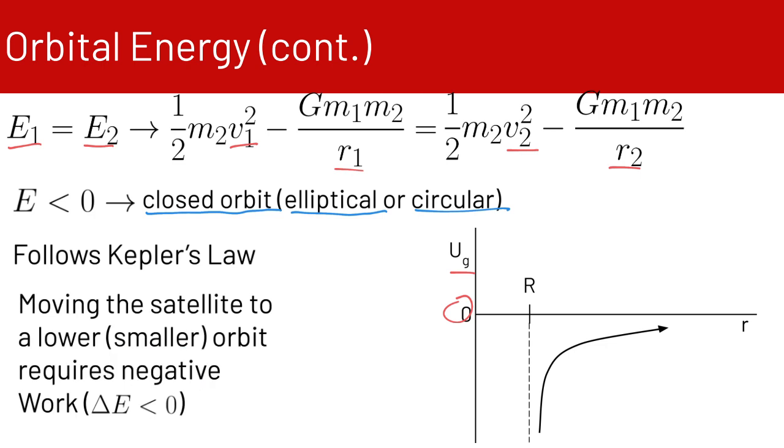To move the satellite to a lower or smaller orbit requires negative work. So you've got to remove energy from the system. So delta E is less than 0 here. So you've got to remove energy from the system, which is going to slow you down, which is going to make you have a smaller or lower orbit.